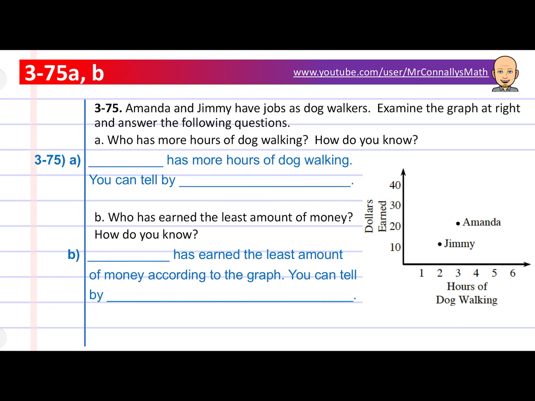375. Amanda and Jimmy have jobs as dog walkers. Examine the graph at right and answer the following questions. Who has more hours of dog walking? How do you know? All right, I wrote some sentence frames for you to make it easier on you and me.